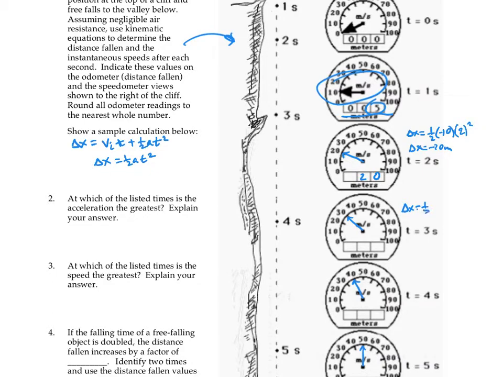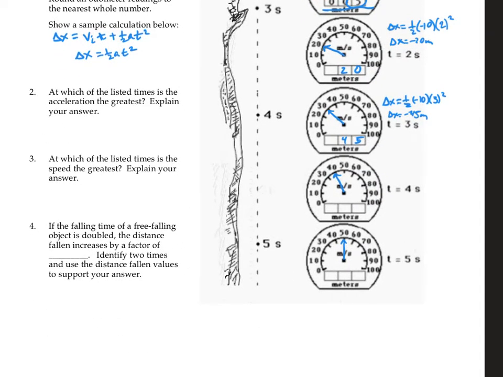What about 3 seconds? 1/2 times -10 times 3 squared. That would be a displacement of -45 meters. So my odometer would read 45 meters. Keep going. 1/2 times -10. And again, I'm just using the rounded -10 because it looks like that's what they're doing here. Times 4 squared, which would be -80 meters. So my odometer would read 80.